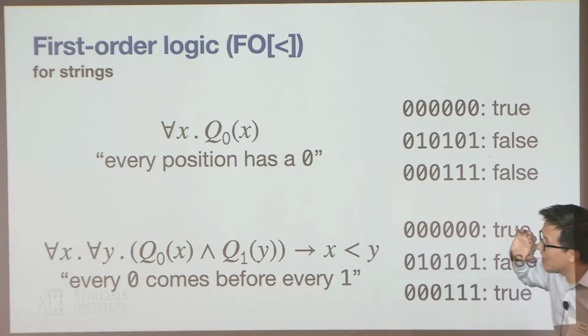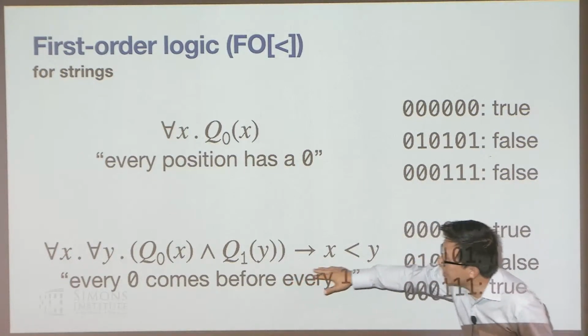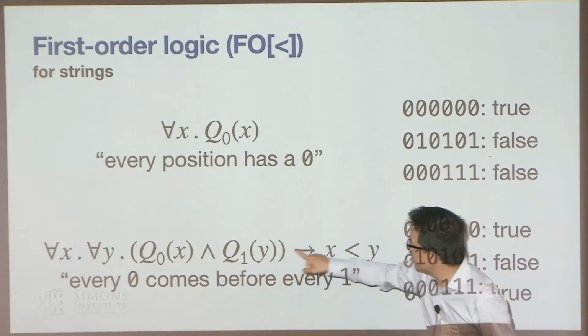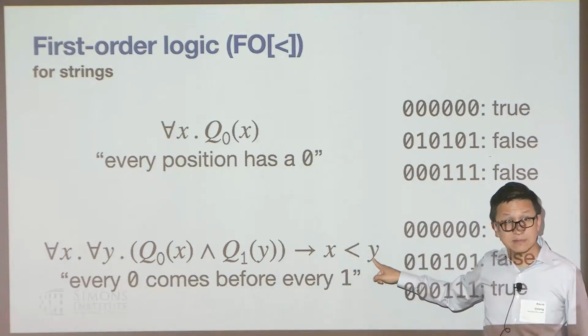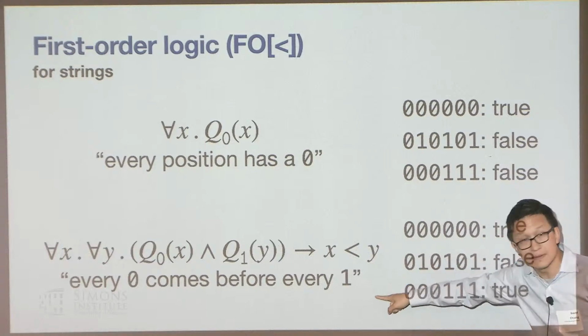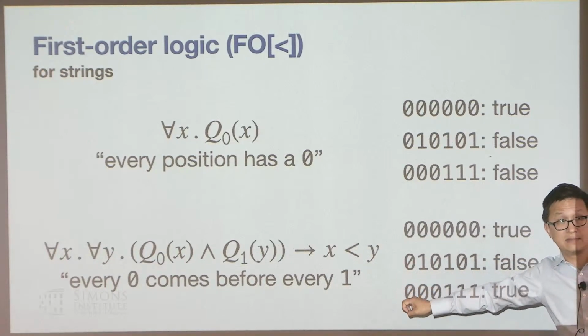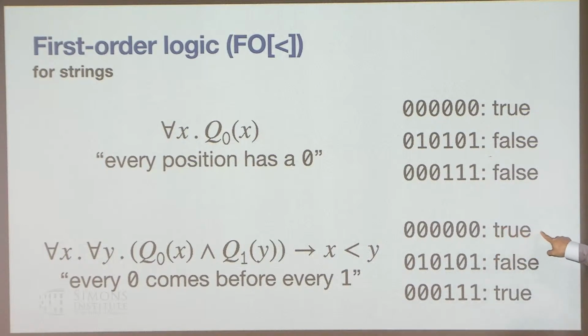All right, slightly more complicated example. So for all positions X and for all positions Y, if X has a 0 and Y has a 1, then X must precede Y. So in English, this is every 0 comes before every 1. As a regular expression, this would be 0 star, 1 star. All right, so the formula is true here, but false here.